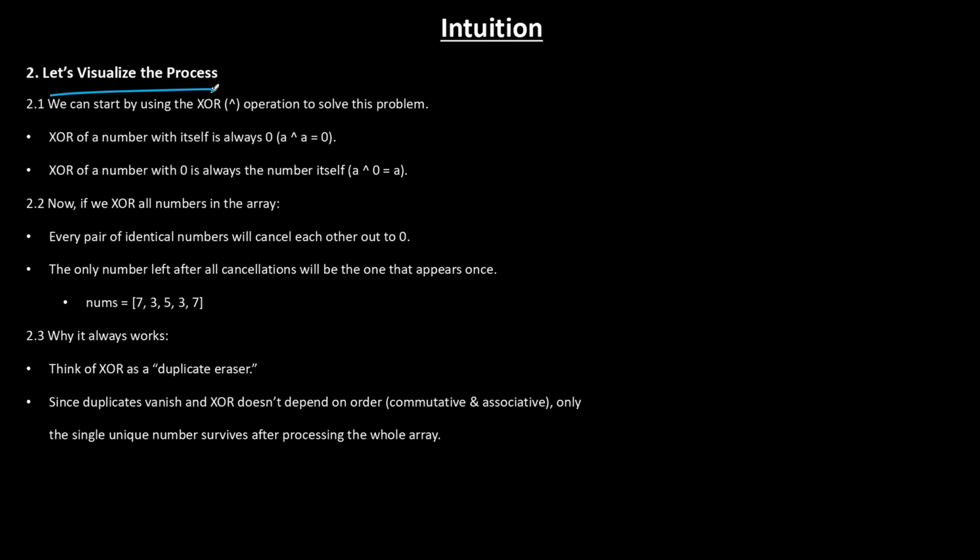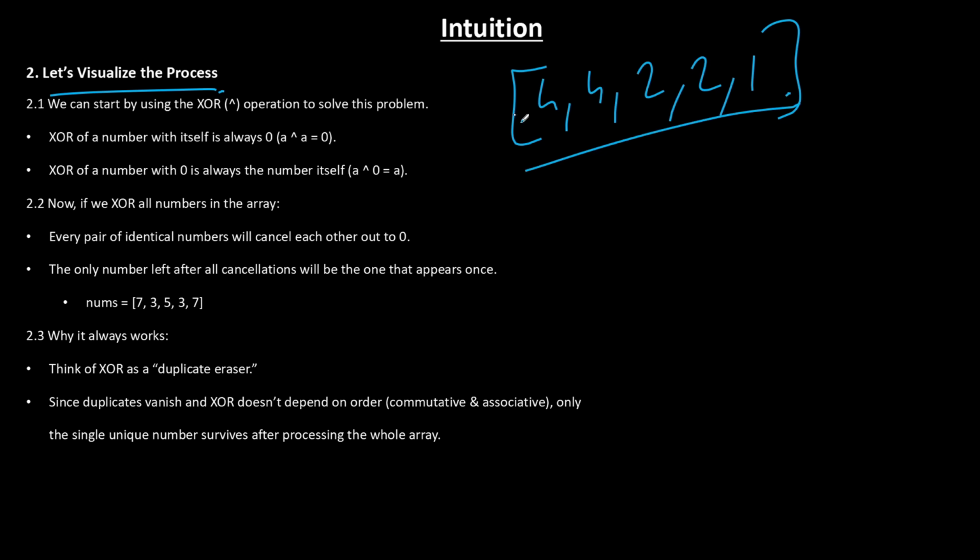So let's visualize this process. Before that, let me take an example. Suppose 4 comma 4 comma 2 comma 2 comma 1. Now here I have written that we can start by using the XOR operation to solve this problem. Why, I will tell you later.